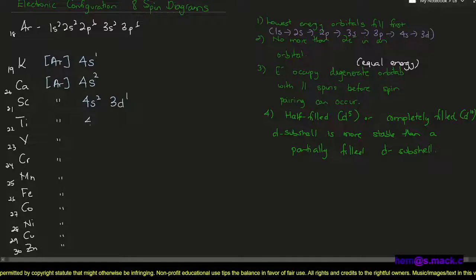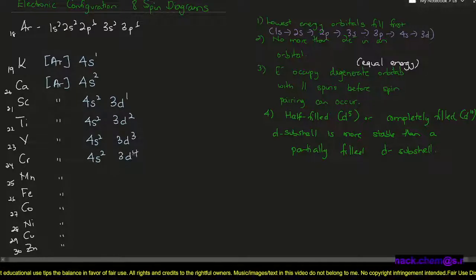We would expect for titanium the same thing, 4s2, 3d2, vanadium 4s2, 3d3, and then we get to chromium where we'd expect it to be 4s2, 3d4. However, we're going to apply our rule here, which is the fourth rule. A half-filled D subshell, which is a D5 configuration, is more stable than a partially filled D subshell.